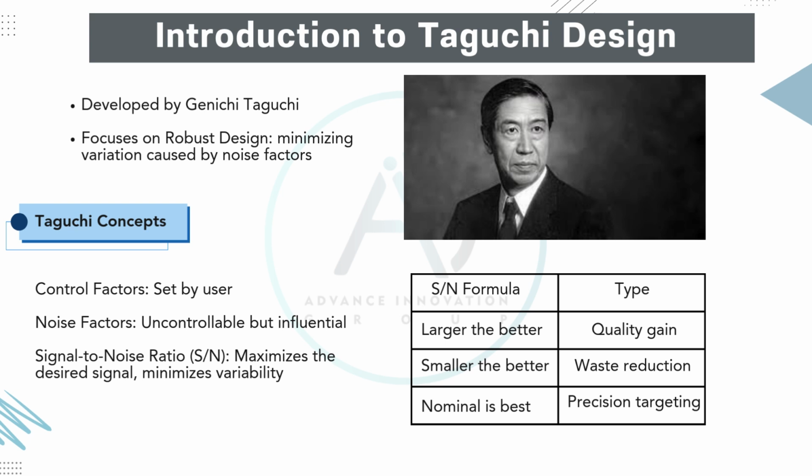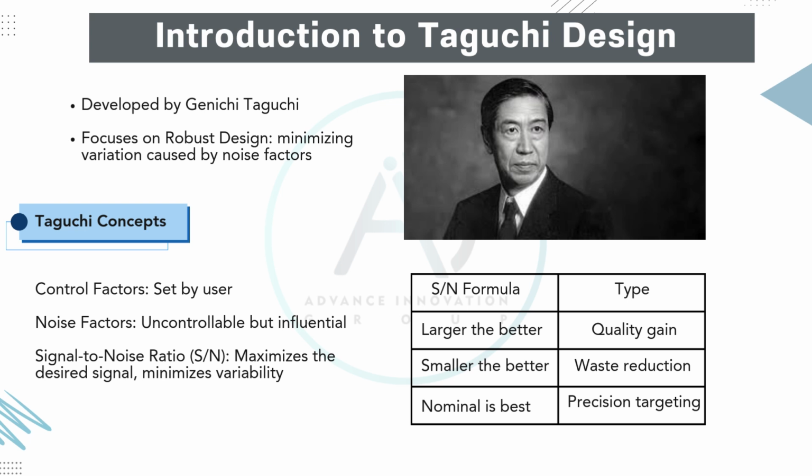In this context, we differentiate between two types of factors. Control factors. These are variables we, as users or engineers, can manipulate or set. Noise factors. These are elements outside our control but still impact performance. For example, environmental changes or usage conditions.